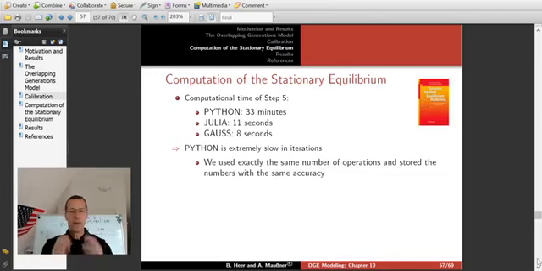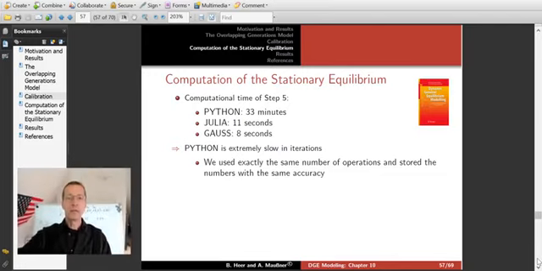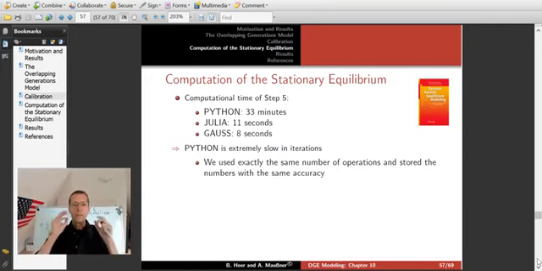Okay, why is this a really valid and nice comparison? Well, we have used exactly the same number of operations and steps and computations in each of the programs, Python, Julia, or Gauss, and we have even stored the numbers with the same accuracy, so 16 digits. So as a consequence, everything, storage, operations, is exactly the same, and it's, I think, a fair comparison if we find out, well, Python in this case is a couple of 100 times slower than Julia or Gauss. And computational speed with large-scale overlapping generation models counts.